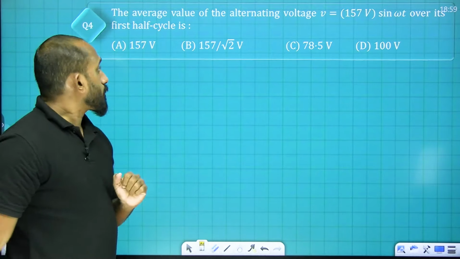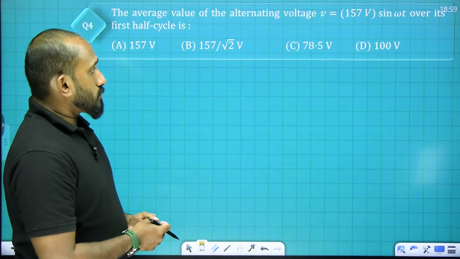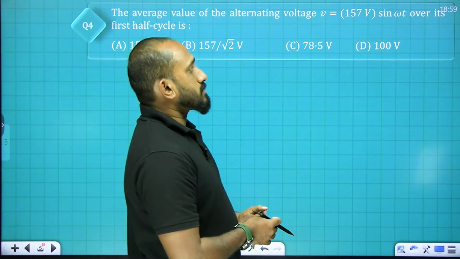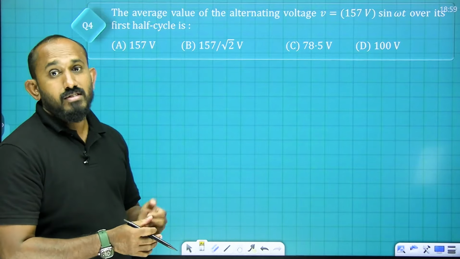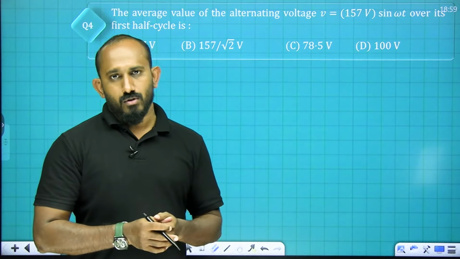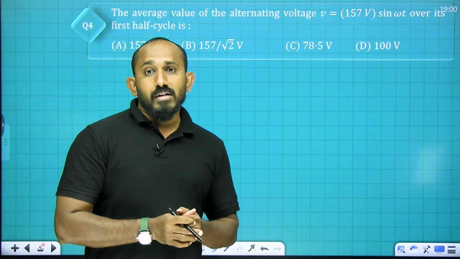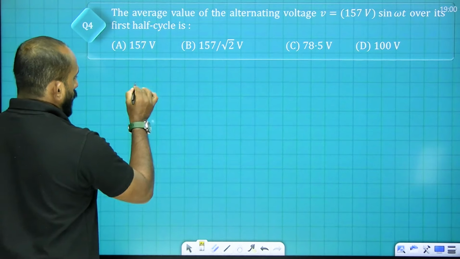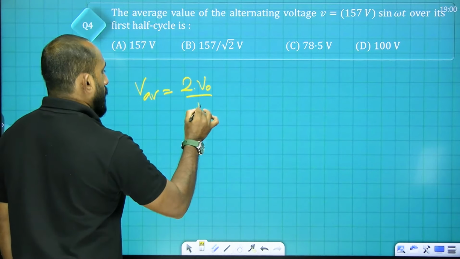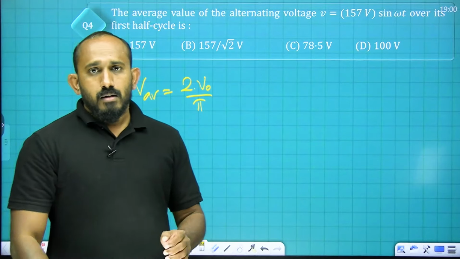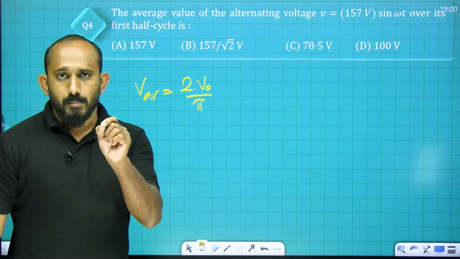Question number 4. The average value of the alternating voltage V is equal to 157 volt sine omega t over its first half cycle is. So you have to find the average value of AC. This question is from the alternating current chapter. We have to find the average value of the voltage. V average is equal to 2 into V0 by pi. In the first half cycle, the average value of voltage will be 2 into V0 by pi. So please keep in mind that equation.